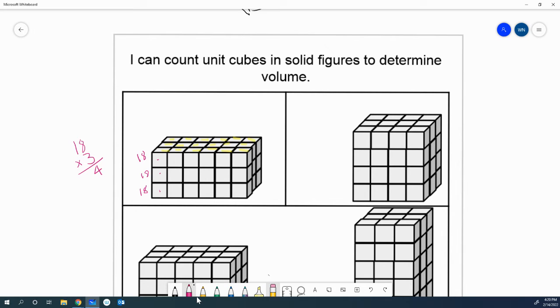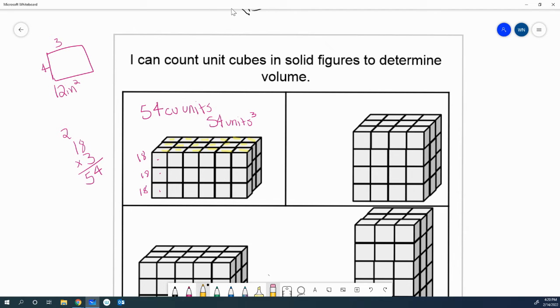3 times 8 is 24. 3 times 1 is 3 plus 2 is 5. So I know there are 54 cubic units in here. So cubic means volume. So cubic units, or we could write it as 54 units cubed. Just like when we say area, like if you were to say 3 by 4, you would say 12 inches squared. This is 54 units cubed because it's the volume. We're going to practice a lot more with that. So if it sounds a little confusing, that's totally fine.